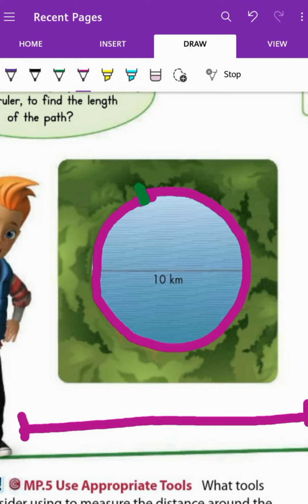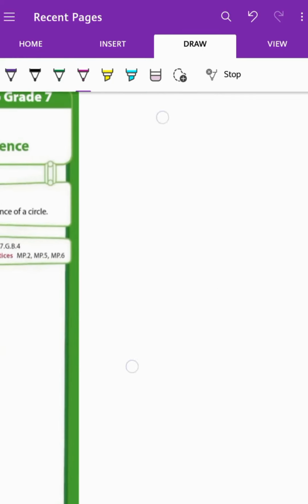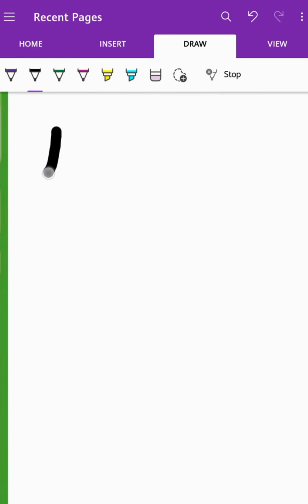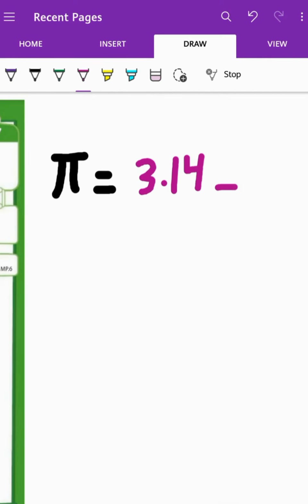To find the circumference we have to know some new concepts. The first concept is called pi. It has a value, it is equal to 3.14. So pi equals what? 3.14. It does not change, it is constant. Or you can write it as a fraction, 22/7.